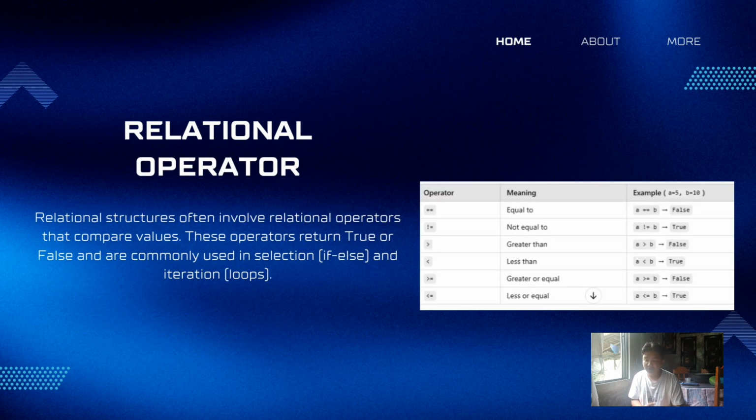Relational structures often involve relational operators that compare values. These operators return true or false and are commonly used in selection, if, else, and iteration loops. So here are also an example of operator, meaning, and its example. It also compares values to make decisions and is used in if-else statements and loops.